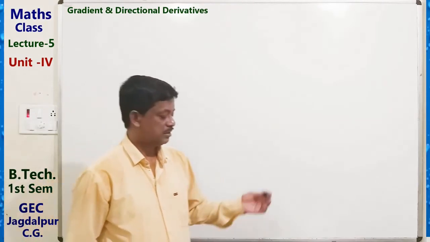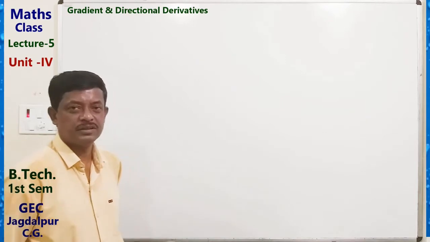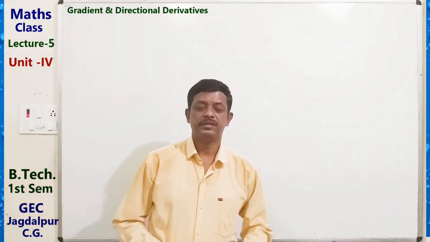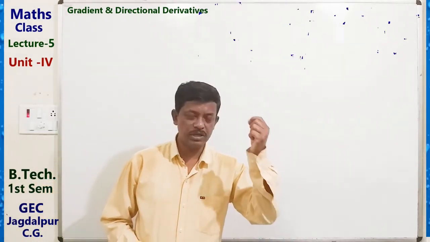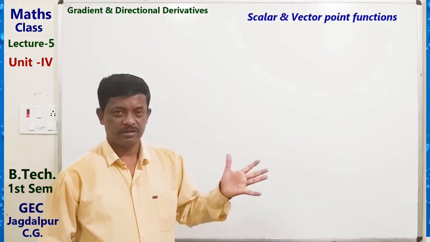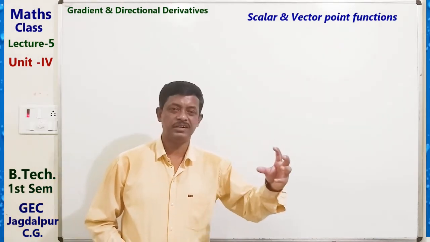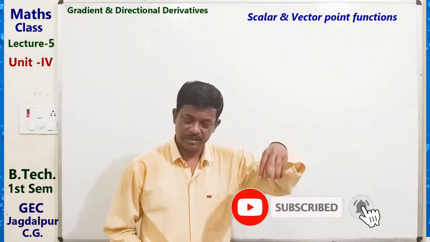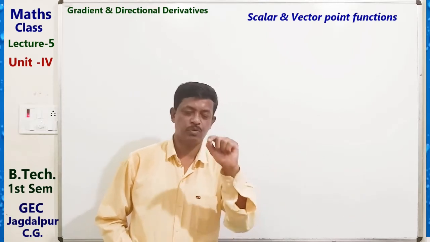What is a point function? Point function means whenever we consider a 3D space, suppose there is a point. If corresponding to each point we can get a value of a variable quantity as a scalar, then we can say that it is a scalar point function.